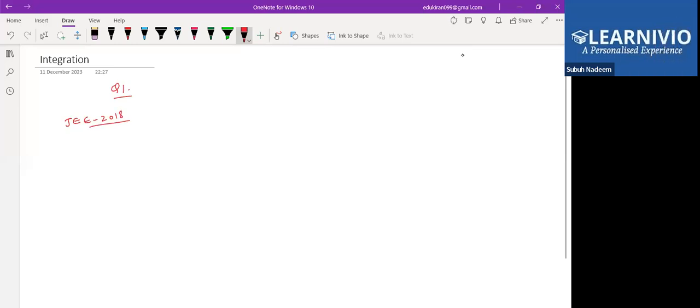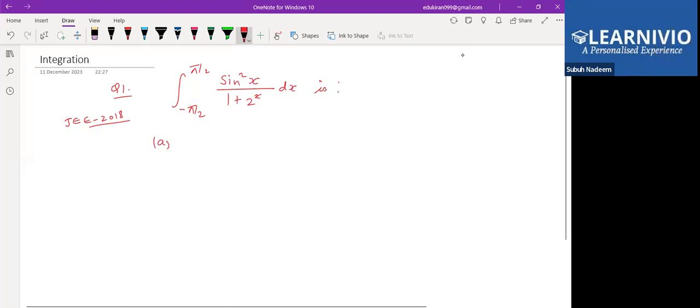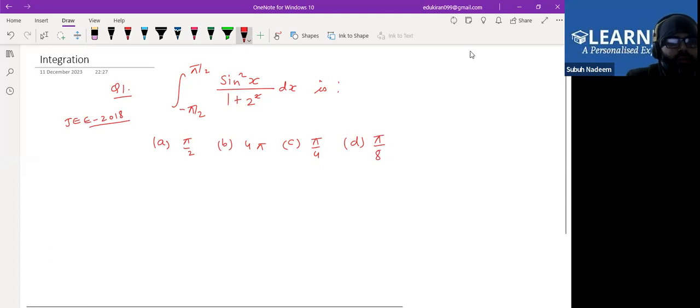The question says that the value of integral from minus pi by 2 to pi by 2 of sine square x by 1 plus 2 to the power x dx is, and the options are given as pi by 2, 4 pi, pi by 4, and pi by 8. So based on the properties which we did, you can try this question.